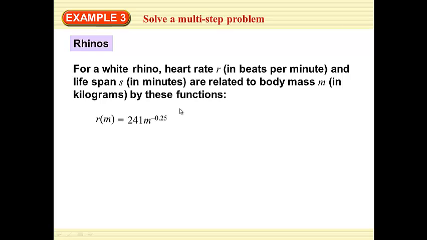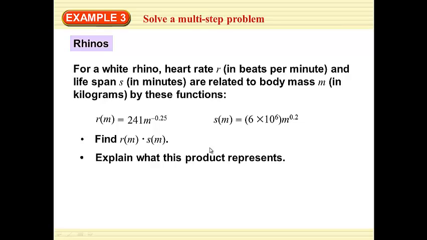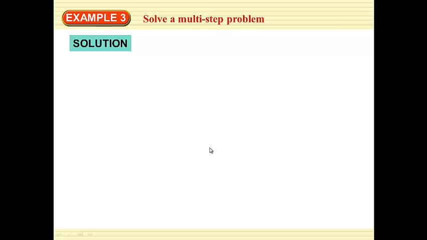Okay. Here's a quick example. So for a white rhino, heart rate R and lifespan S are related to body mass. Okay, so here's our heart rate equation and our lifespan equation. So find the product of heart rate times lifespan. Explain what the product represents.